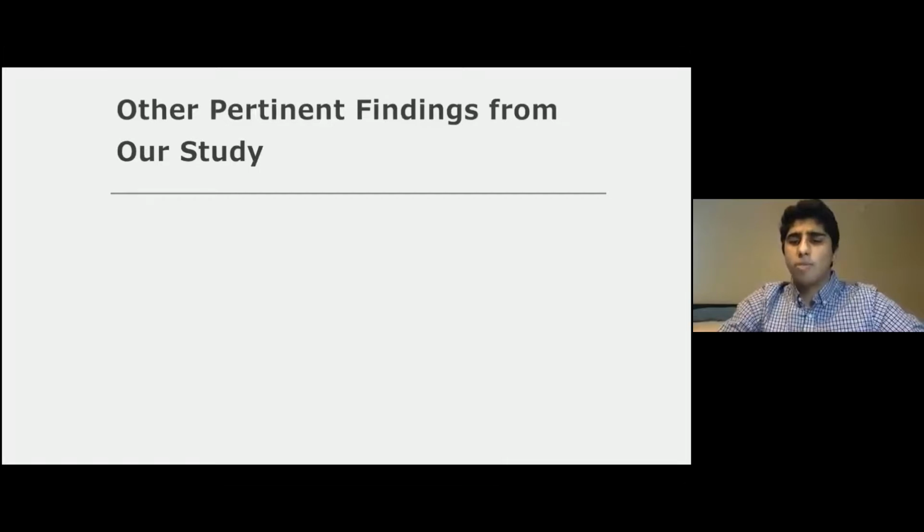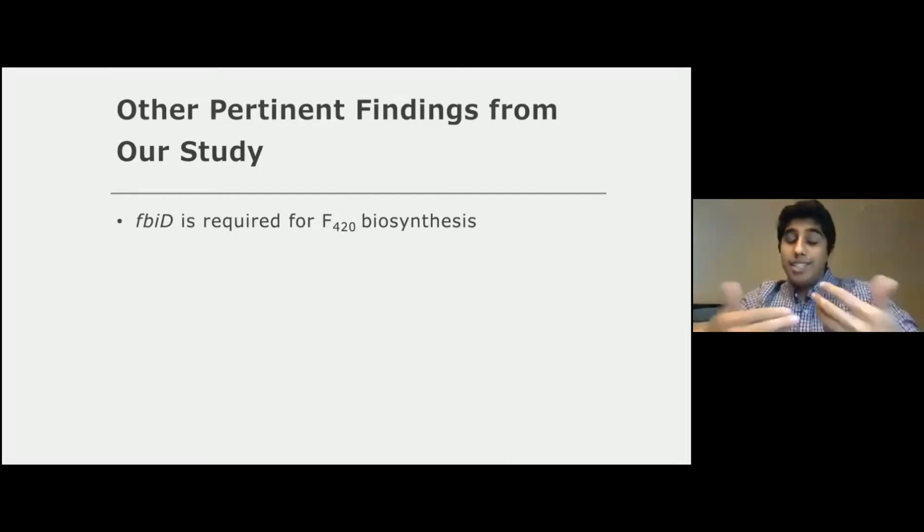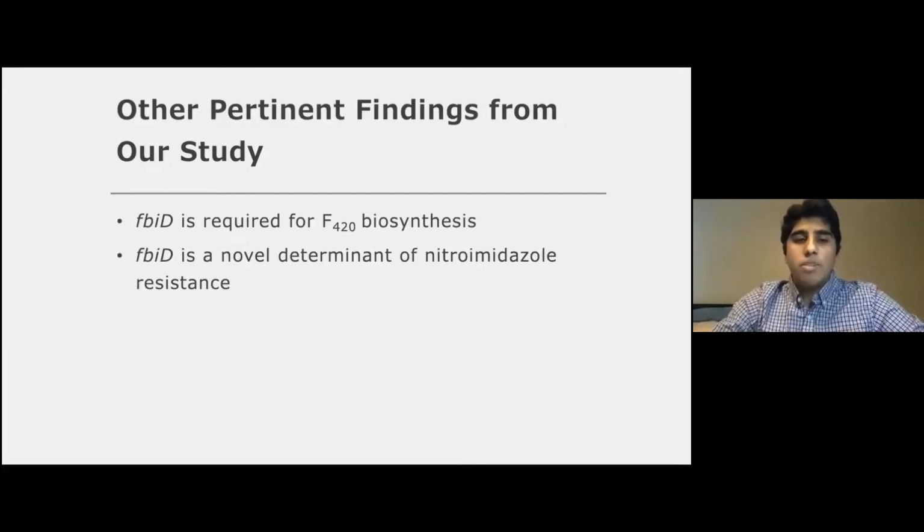Just some other pertinent findings from our study. We did indeed establish that fbiD is required for F420 biosynthesis, and we also determined that it was a novel determinant of nitroimidazole resistance. Previous literature has suggested that the other 5 genes that I mentioned, the 3 previously known genes in the F420 biosynthesis pathway, as well as the reductase and the oxidase that reduce and oxidize F420, already knew that those 5 genes, if they had mutations in them, could yield resistance against nitroimidazoles. But the 6th gene that we tested was a new gene that we didn't know before if it was a determinant of nitroimidazole resistance or not.